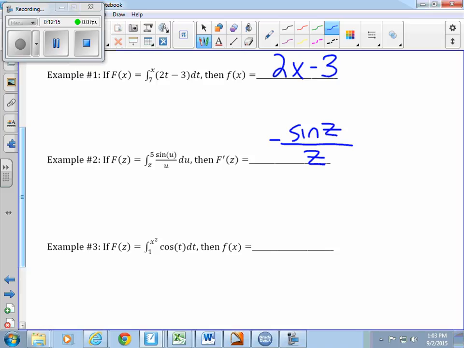Okay, any questions about that one? Is capital F prime the same as little f of x? It is. Good question. She asks if capital F prime is the same as little f. Yes. Okay, the next one.